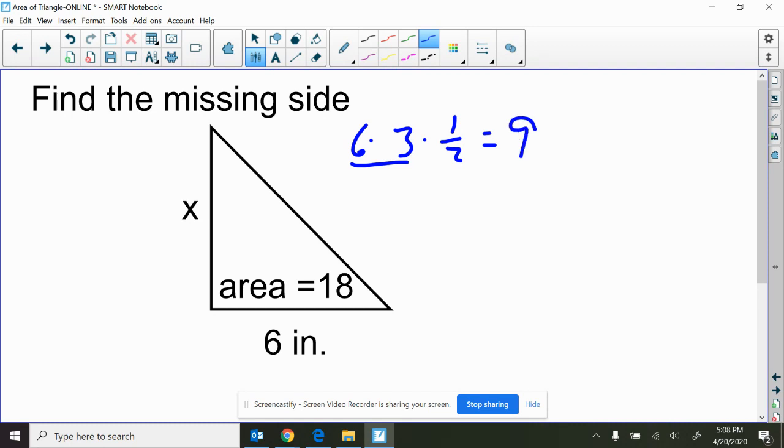So a good way to think about this problem is to double the area. So 18 and 18 would be 36. Now what do we multiply 6 by in order to get to 36? And that would be 6. And if we check that out, 1/2 times 6 times 6, half of 6 is 3, and 3 times 6 is 18. So it works out.